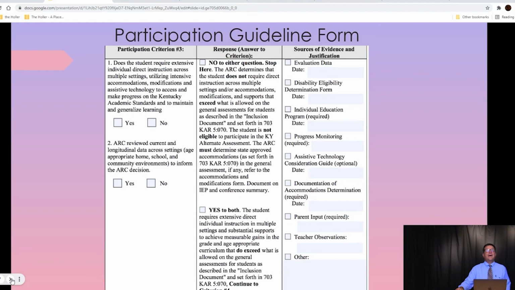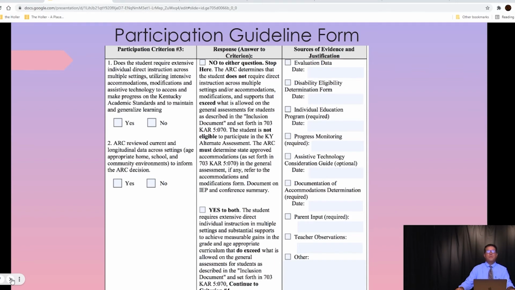So, participation guideline 3. Does the student require extensive individual direct instruction across multiple settings, utilizing intensive accommodation, modification, and assistive technology to access and make progress in the Kentucky academic standards and to maintain and generalize learning? And number 2, have the ARC reviewed current and longitudinal data across settings, age-appropriate home and school and community environments to inform the ARC decision? And the answers have to be yes there, and if they're not yes, then you have to stop at that point and the student wouldn't be eligible.